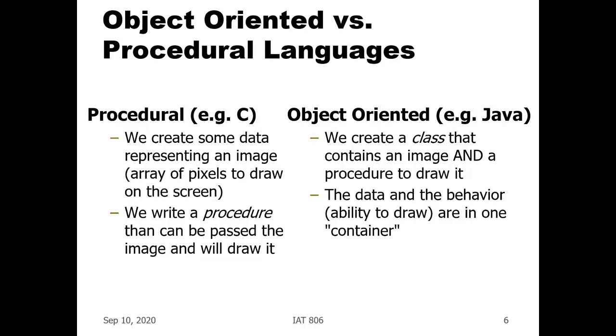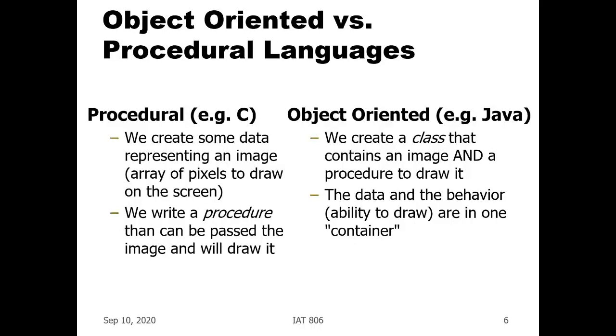By contrast, object-oriented languages such as Java and many others create a class that contains the image and procedures to draw it and change the colors to green or blue and so on, so that the data and the behavior, the ability to draw in this case, are in one container. The thing that's important is that only the object, the class, is able to manipulate the contents of the image. The advantage of doing so is that it provides a single location for a programmer to look as to how an image is manipulated.